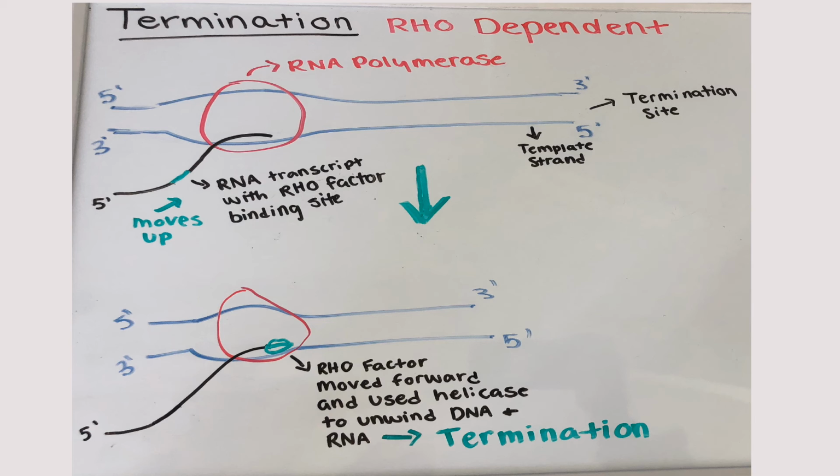In Rho-dependent termination, the RNA contains a binding site for the protein Rho factor. The Rho factor binds to the 5' end and moves up the transcript toward the 3' polymerase. The Rho factor then uses helicase to unlink the DNA-RNA chain, and this causes termination.